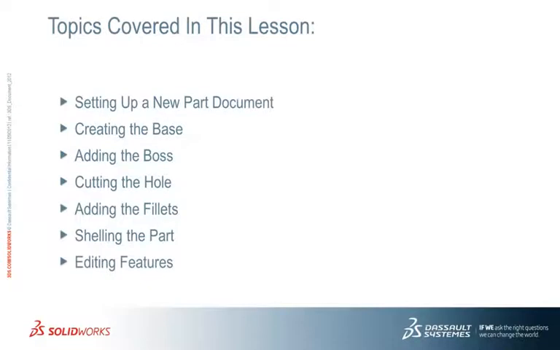In this section, you'll be creating your first part. The first step will be to create a sketch and then use the Extruded Boss Base tool to make the 2D sketch into a 3D part. Then a hole will be created through the center using the Extruded Cut feature. Rounded edges will be added using the Fillet tool, and finally the Shell feature will be used to hollow out the part.